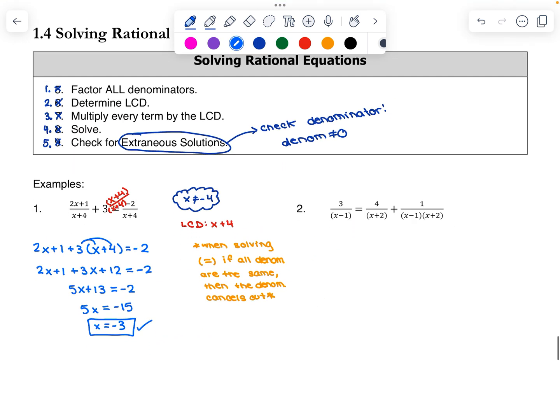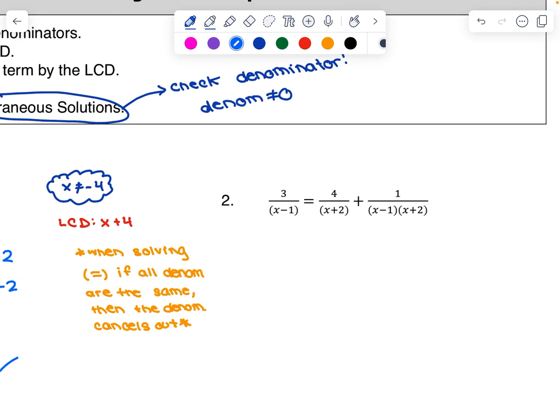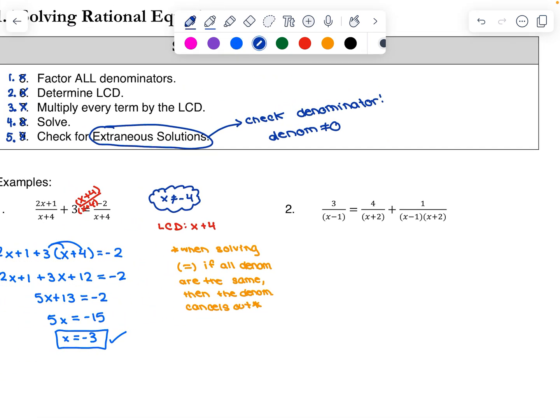Okay. Take a look at the next one. Again, it's nicely already factored for us. So we're going to figure out what x cannot be. X cannot be, if you look at the denominators, 1 or negative 2. Whatever would make it 0. So x minus 1, if you set that equal to 0, you'd get a 1. X plus 2 cannot equal 0, you'd get a negative 2. So x cannot be those, and I have to make sure that I go back and check that.